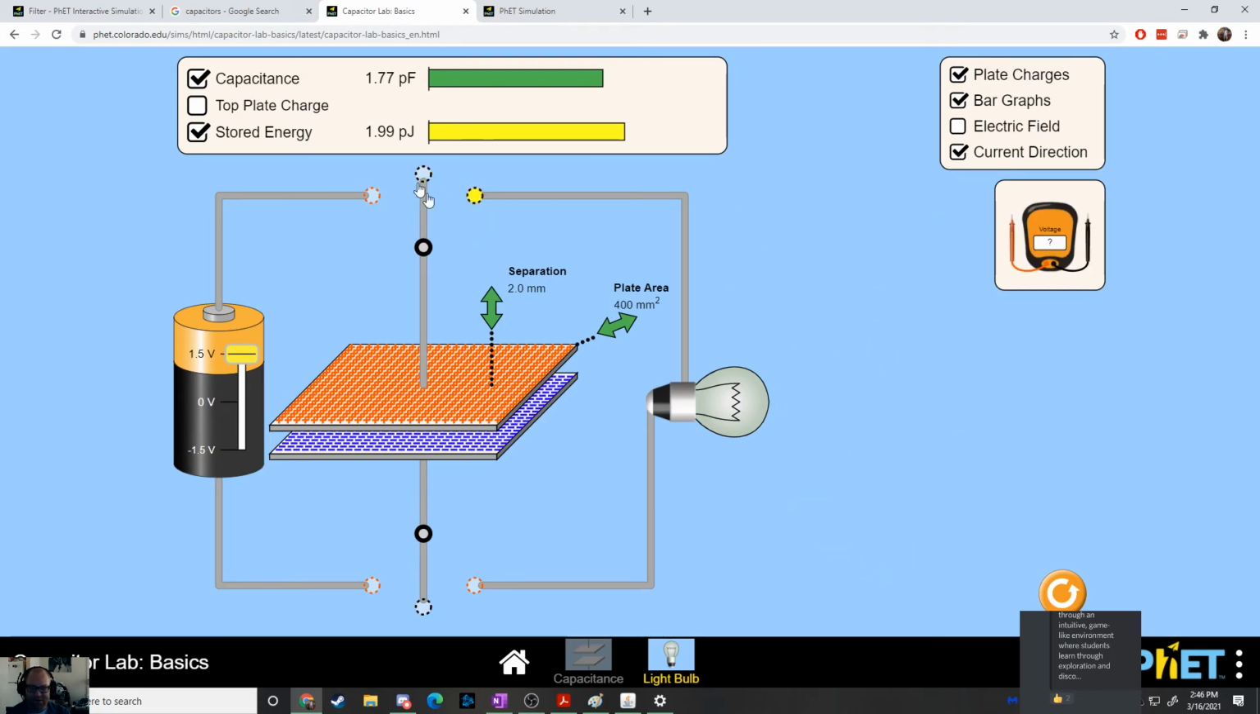Think about it, this is a source of energy effectively now, right? We charge it up with a battery. It's holding all of these charges, and we can discharge it. So what I'm going to do is connect this down to here and just watch what happens with the light bulb.